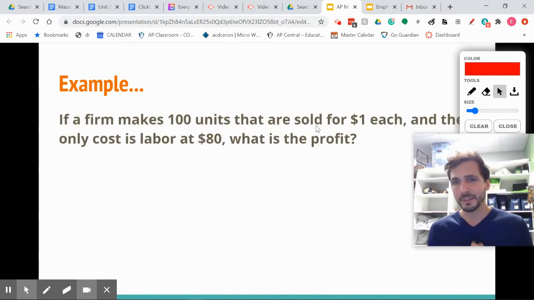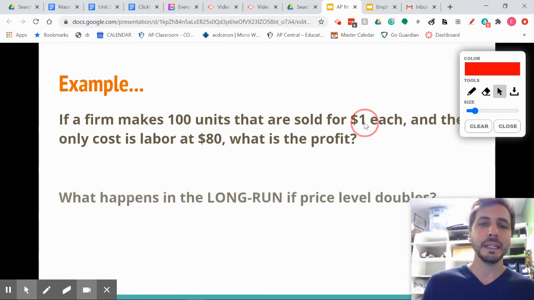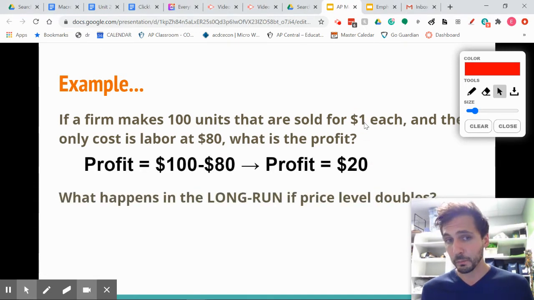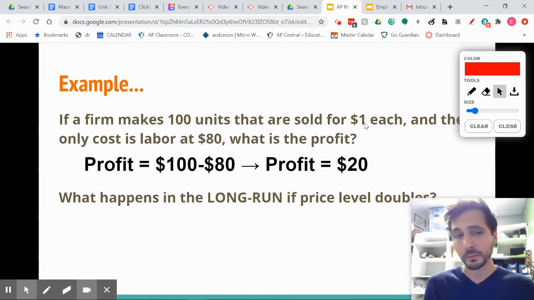Okay, so let's take that same example, right? A firm makes 100 units, sells them for $1 each, and the only cost is labor. The profit is 20 bucks, right? Well, what happens in the long run if that price doubled? Remember in the short run, price level doubled? Well, in the short run, when price level doubled, I went ahead and got those additional profits, $100 more profits. That's awesome, right? Because my input prices were fixed.